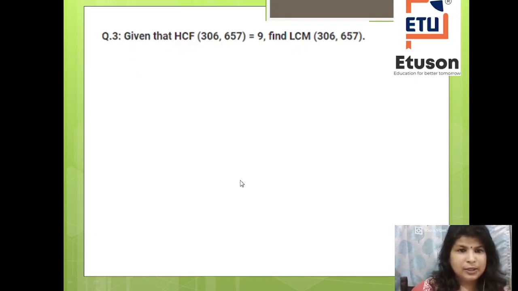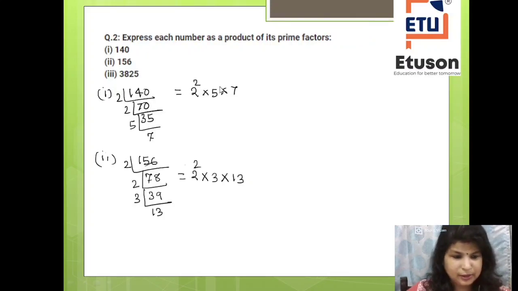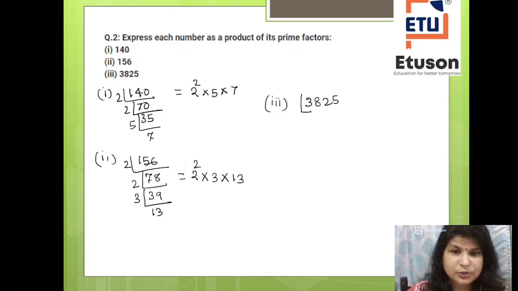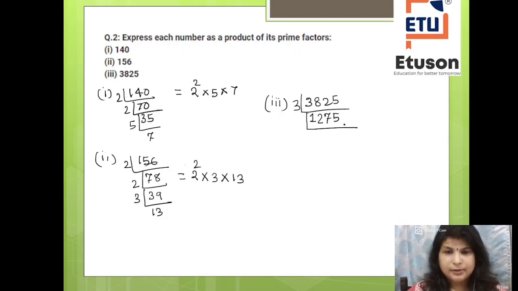Next is your 3825. There is no space here, so we will do it here itself. So 3825. Just check if it is divisible by 3. 8 plus 3 is 11. 11 plus 2 is 13, plus 5, 18. So it is divisible by 3. So divide by 3. So you have here 1275. Then check whether it is divisible by 3 or not. 7 plus 5 is 12. Yes, it is divisible by 3.